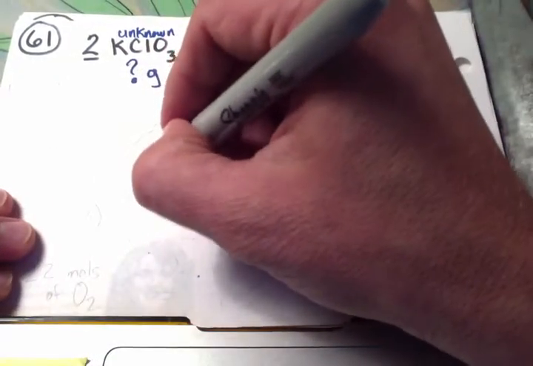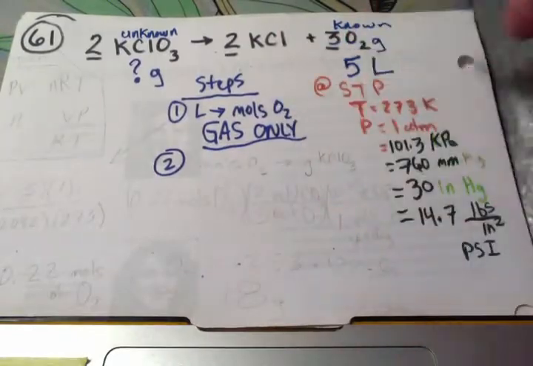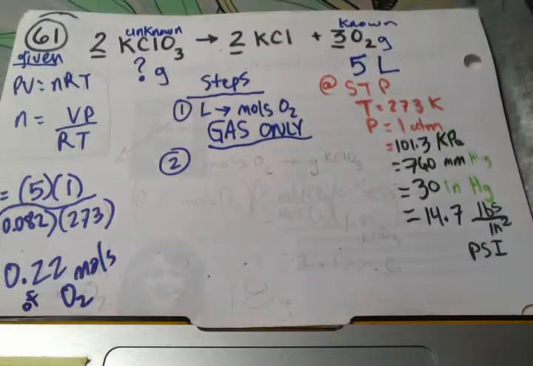Okay, once we can do that, let's do it. Let's do liters to moles. How do you do that? Well, your number of moles, remember, you're given these equations, would be PV over RT. And I get about a fifth of a mole of oxygen out of that.